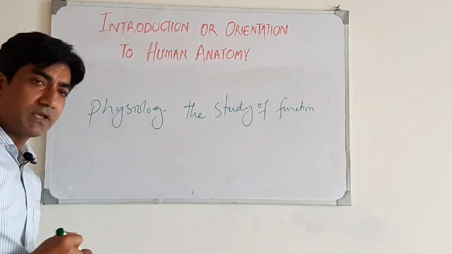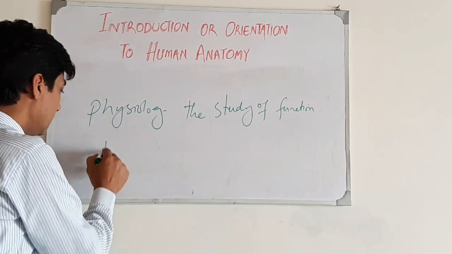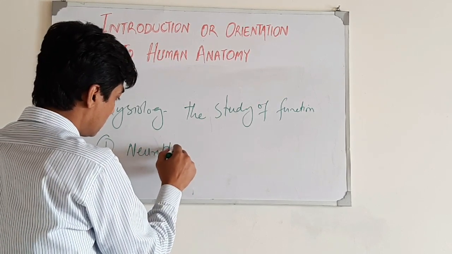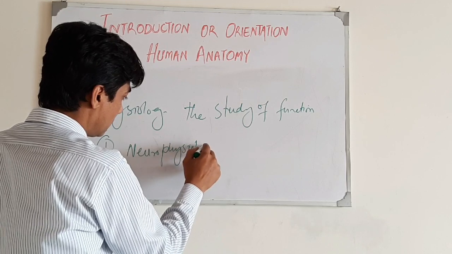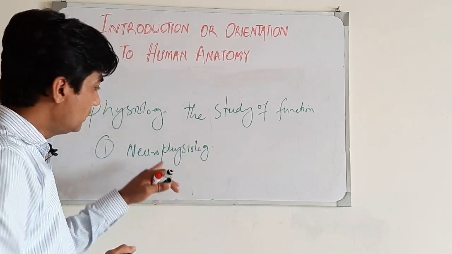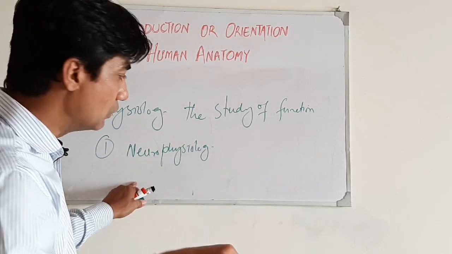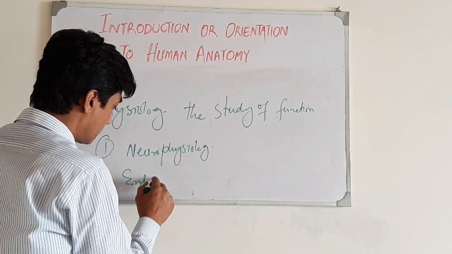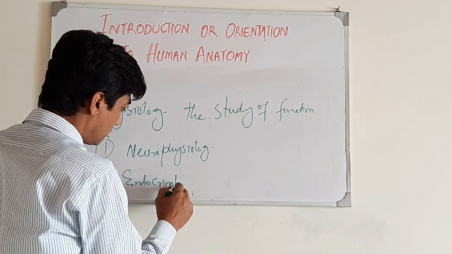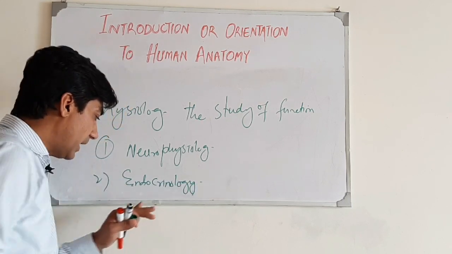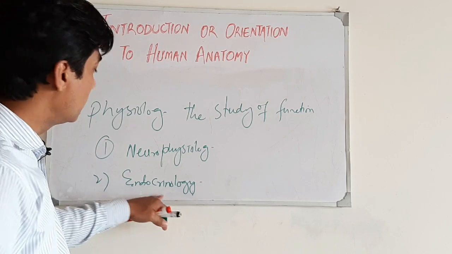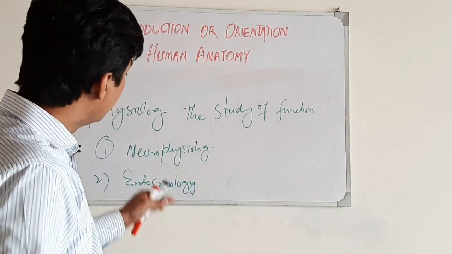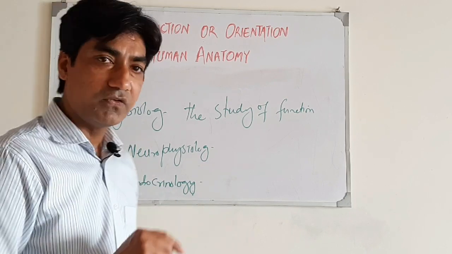There are different types of physiology. Number one is neurophysiology. What is neurophysiology? The function of the nervous system or neurons. And endocrinology is related to the hormones, so it is the study of function of hormones. This was the term anatomy and physiology.